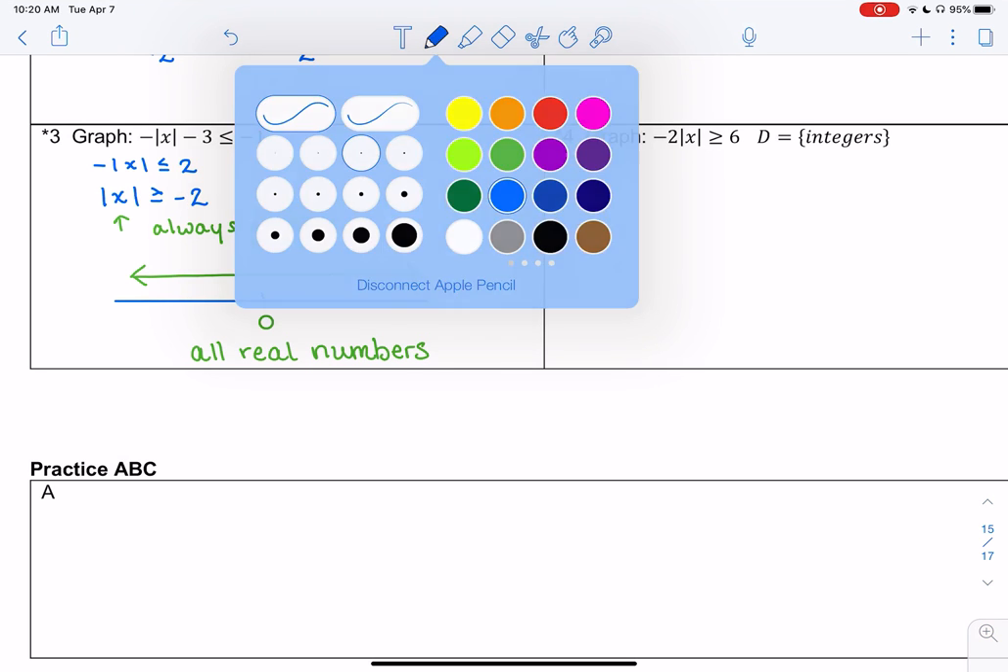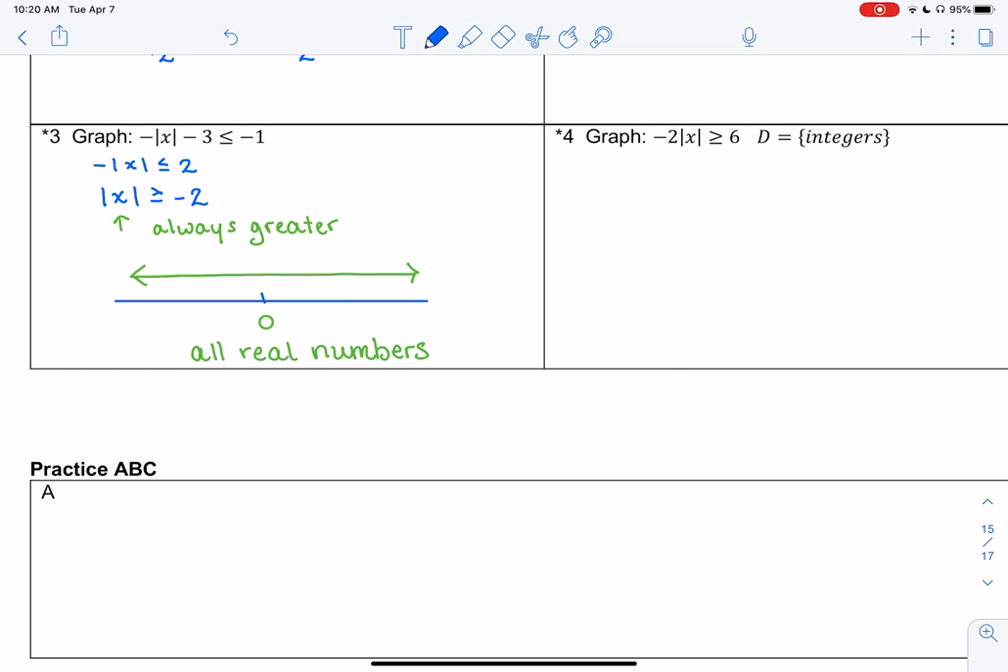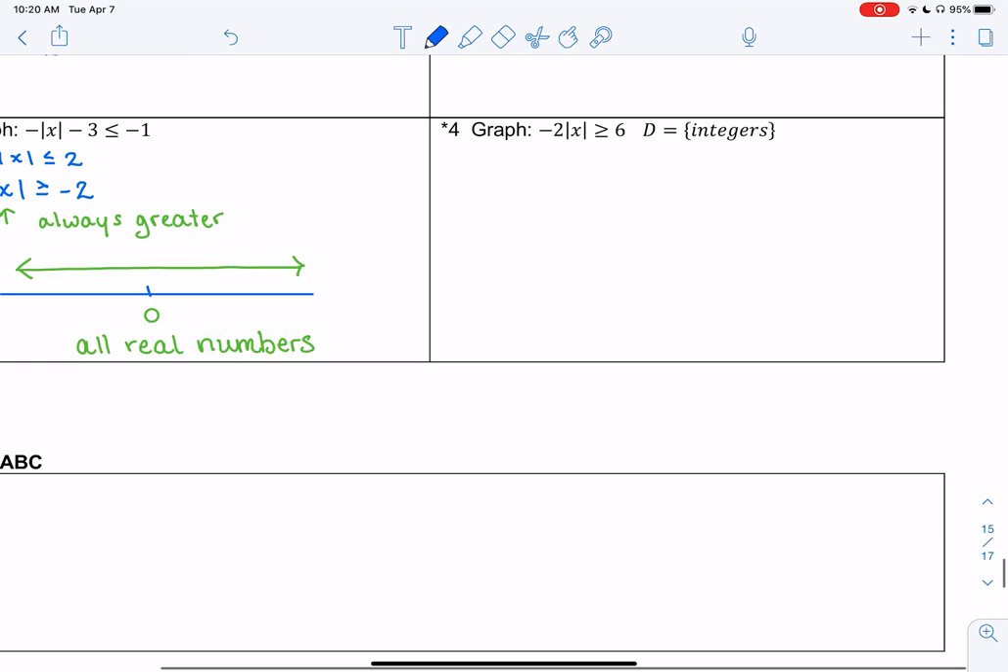Okay, now I'm going to go to question 4, which is also a little tricky. Starting off by noticing there's a -2 being multiplied, so I need to divide that to the other side. So I have absolute value of x. Dividing -2 means I flip my sign, and I have 6 divided by -2, and that would become -3.